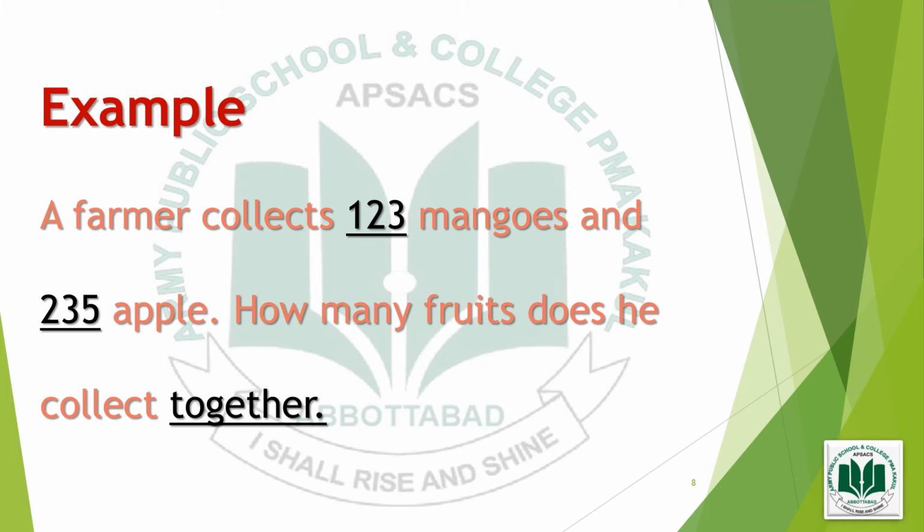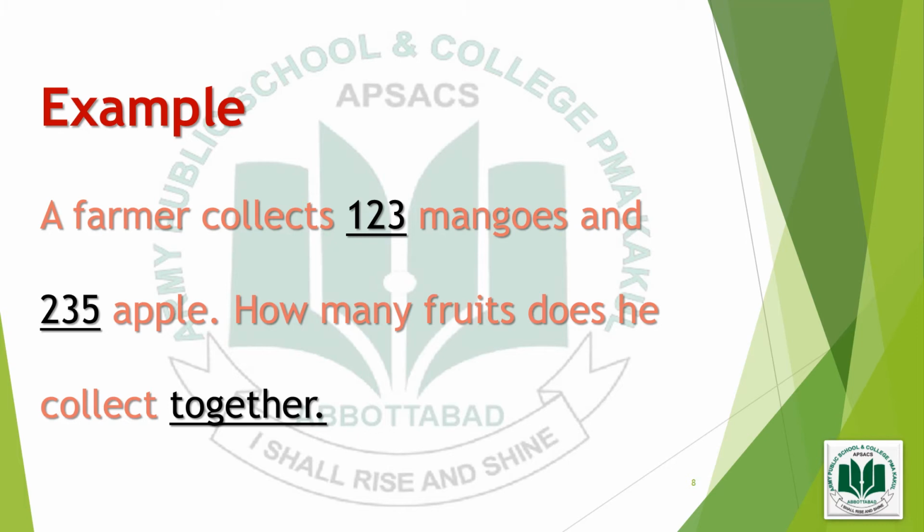Here is another example. A farmer collected 123 mangoes and 235 apples. How many fruits does he collect altogether? There is a farmer who is collecting the fruits. First he collected 123 mangoes. Then he collected 235 apples. Now you have to find how many fruits this farmer has. Means you have to add these numbers.